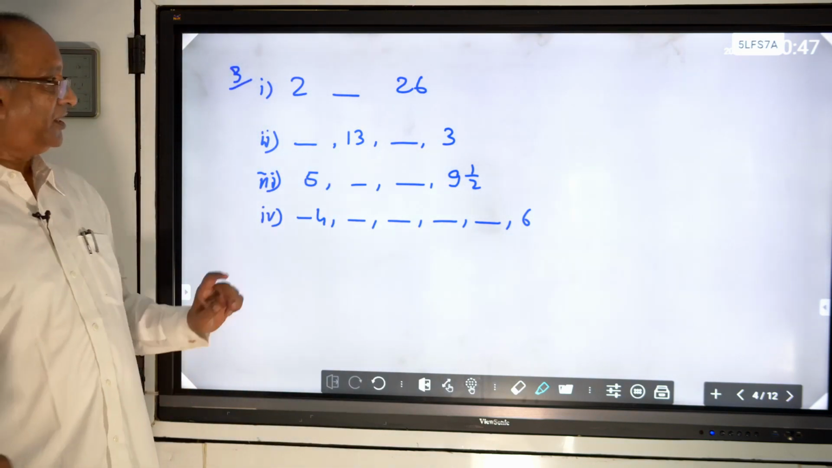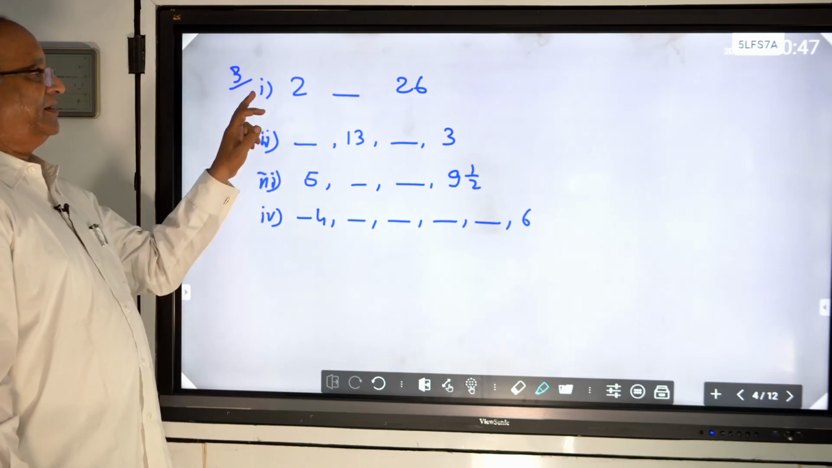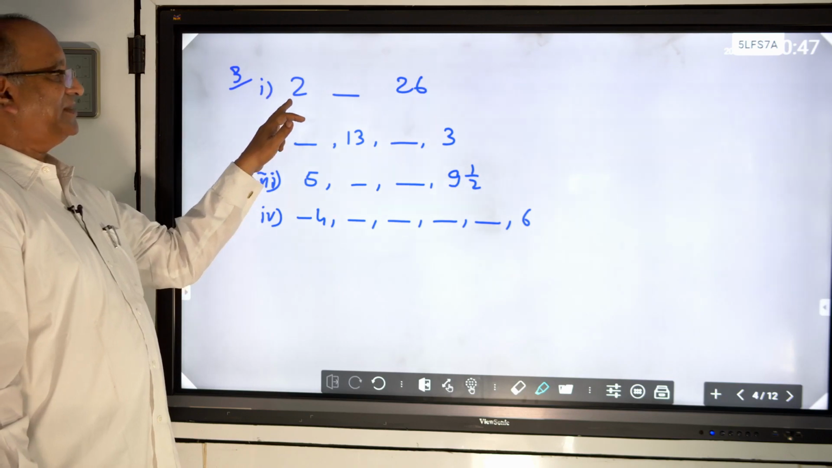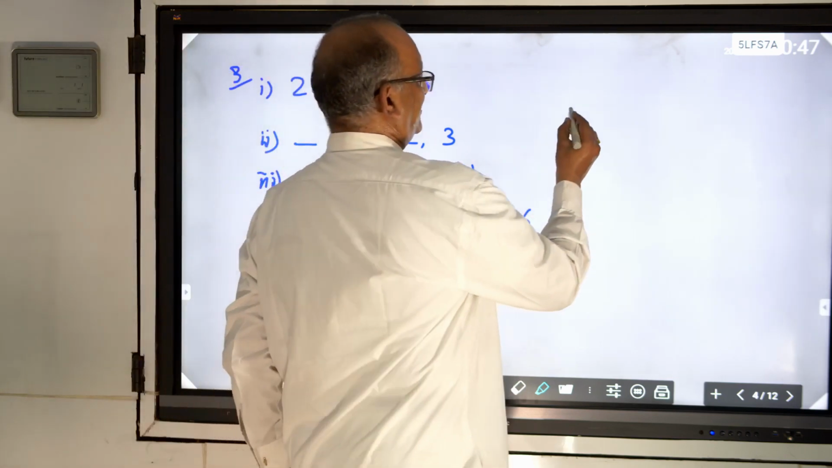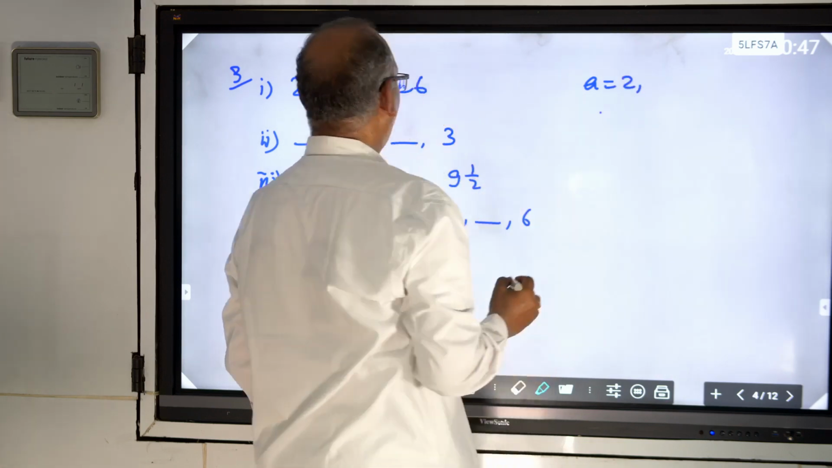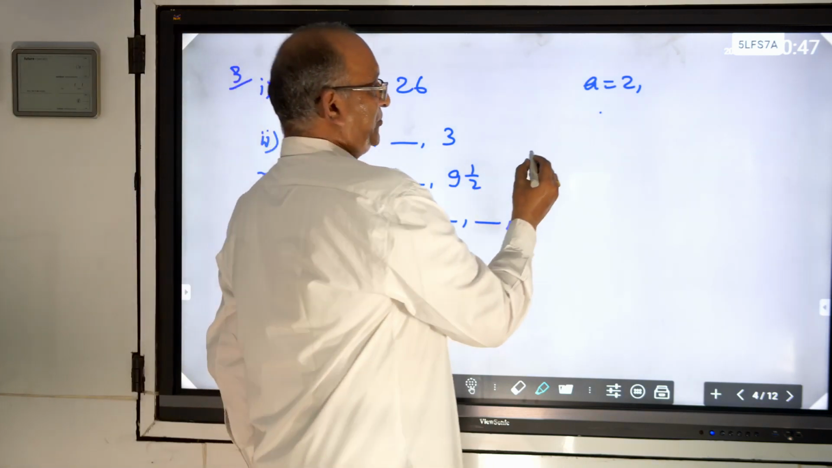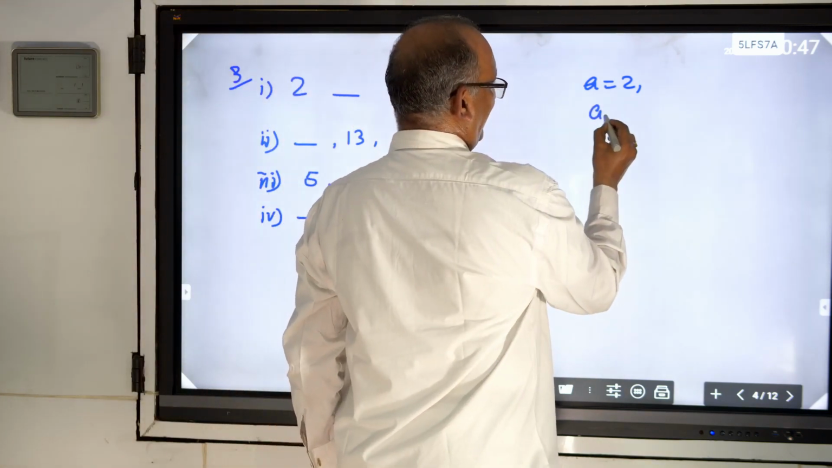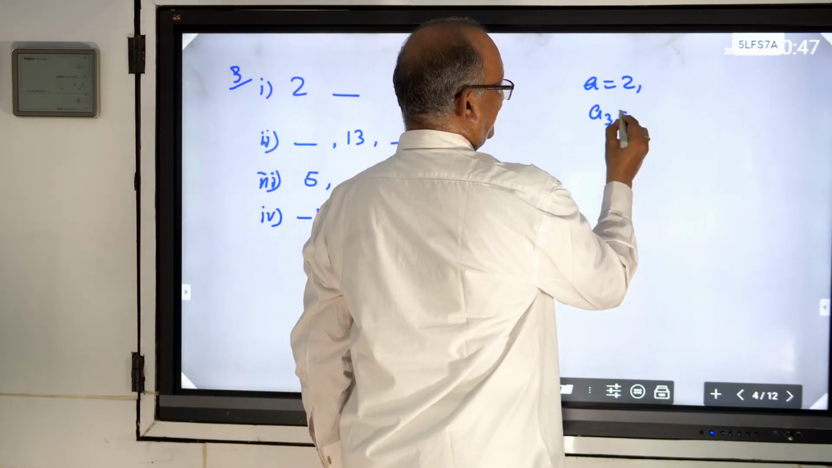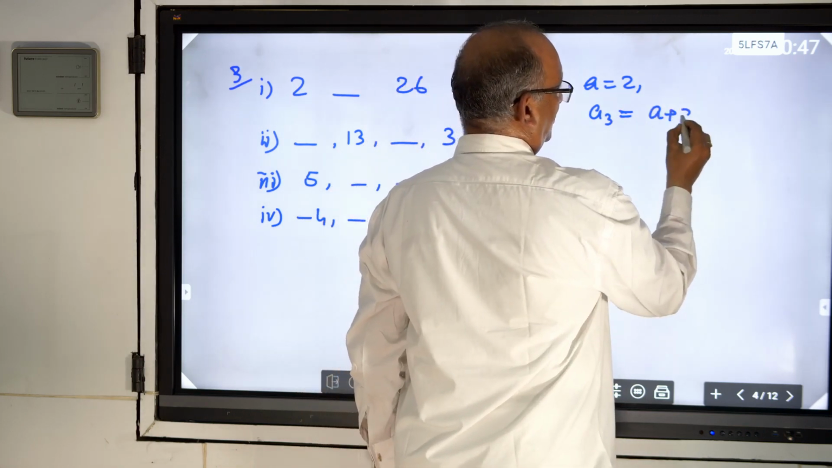Let us solve these problems. Now let us look at the first one. In the first one, the first term is given, so write it, a is equal to 2. We also know the third term. How do we write the third term? We write it as a3. And what is a3? a3 is nothing but a plus 2d.